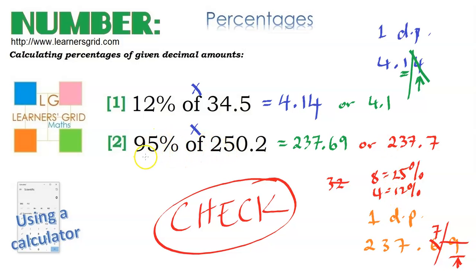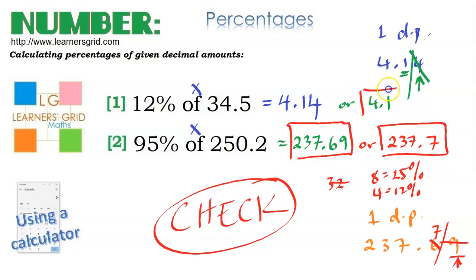This one over here, 95%. Well, 95, all I need to do is, okay, that's nearly 100. Is my answer very close to 100%, which is 250.2? It is pretty close, so these seem reasonable answers to me. So, finished and done.